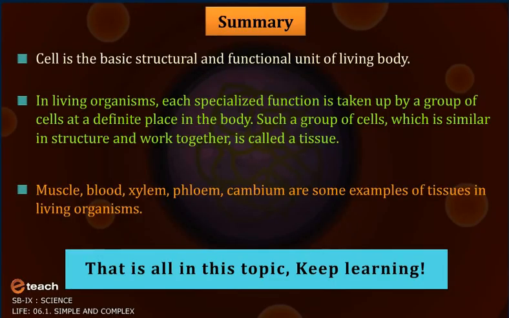Summary: Cell is the basic structural and functional unit of living body. In living organisms, each specialized function is taken up by a group of cells at a definite place in the body. Such a group of cells, which is similar in structure and work together, is called a tissue. Muscle, blood, xylem, phloem, cambium are some examples of tissues in living organisms.